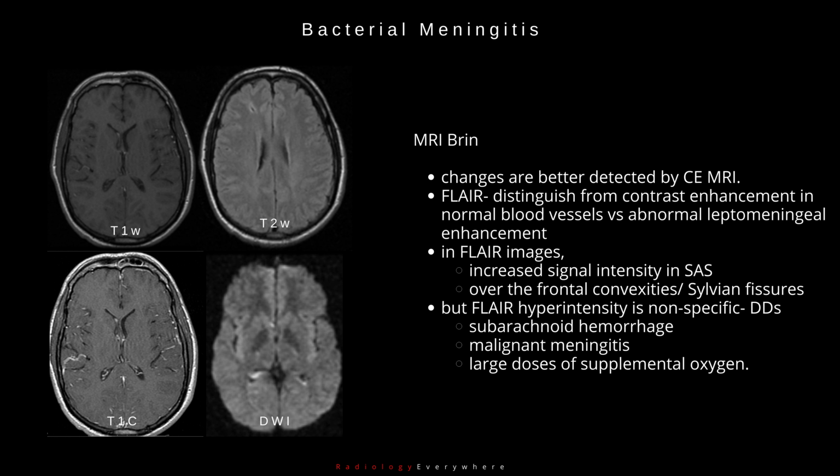FLAIR images are better to distinguish normal blood vessel contrast enhancement from abnormal leptomeningeal enhancement, as they are less sensitive to vascular enhancement. In FLAIR images, increased signal intensity in the subarachnoid spaces, most often over the frontal convexities and in the sylvian fissures. But FLAIR hyperintensity is nonspecific. Other differential diagnoses are subarachnoid hemorrhage, malignant meningitis, or cases treated with large doses of supplemental oxygen.